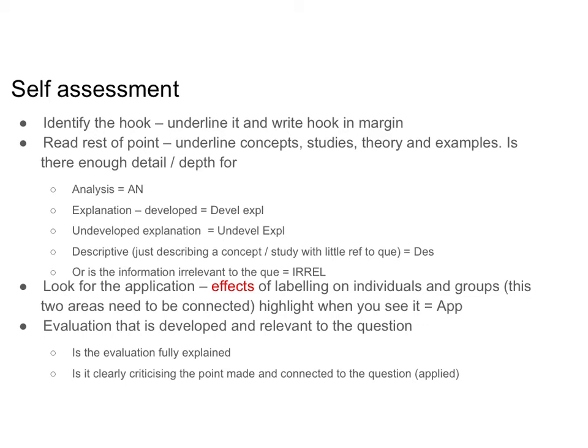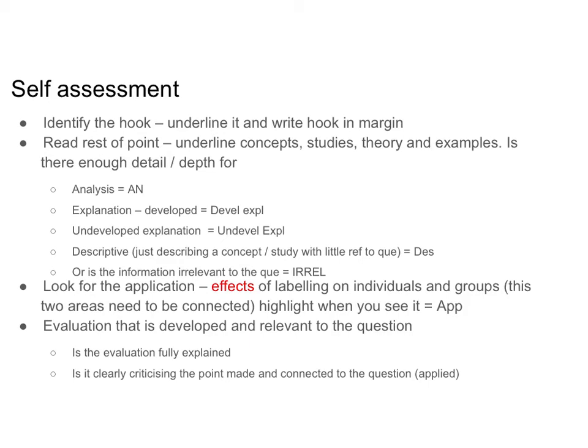In this question, I imagine it'll be Marxism and symbolic interactionism. And if you identify any examples in there, just write EG next to where there is clear use of examples. So that'd be case studies as well. Once you've read the entire paragraph that you've written, you then need to decide, is it analytical? Is there enough detail and depth to identify it as analytical? In which case you can write AN next to it. Or do you feel that what you've done is explained your ideas in a developed way? In which case, I'd write devel expla next to it.